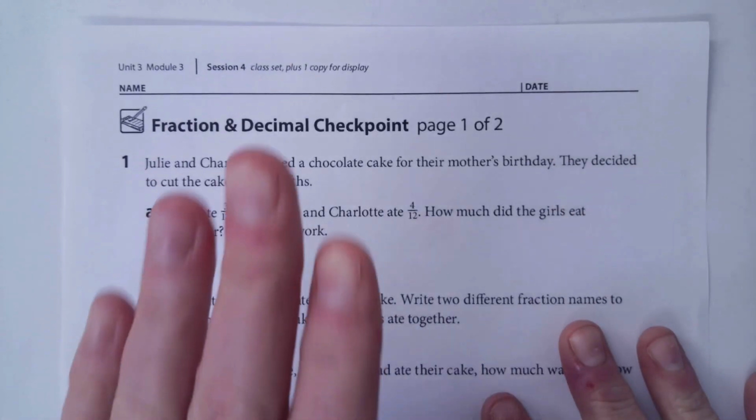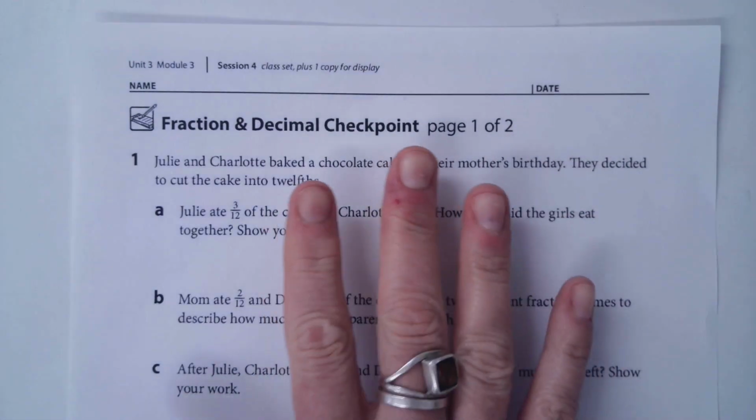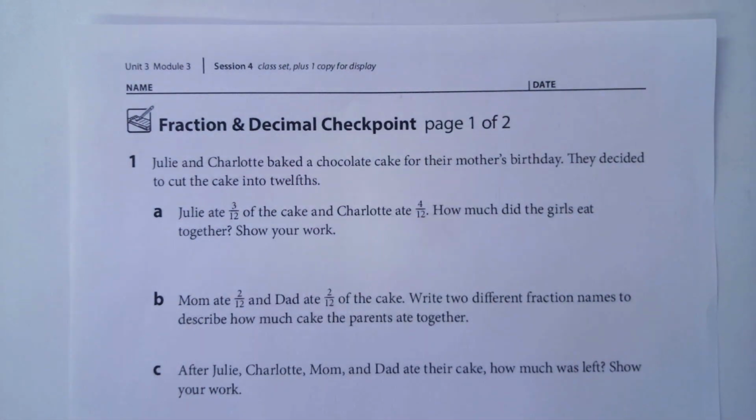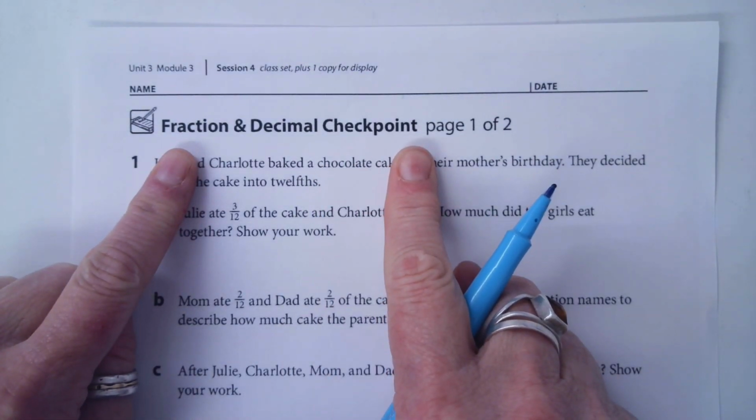Now, friends, homework this week is very different. This is not ripped out of your Home Connections math book. It is very different. This is what we did last week in class. It is the fraction and decimal checkpoint. I graded them this weekend.